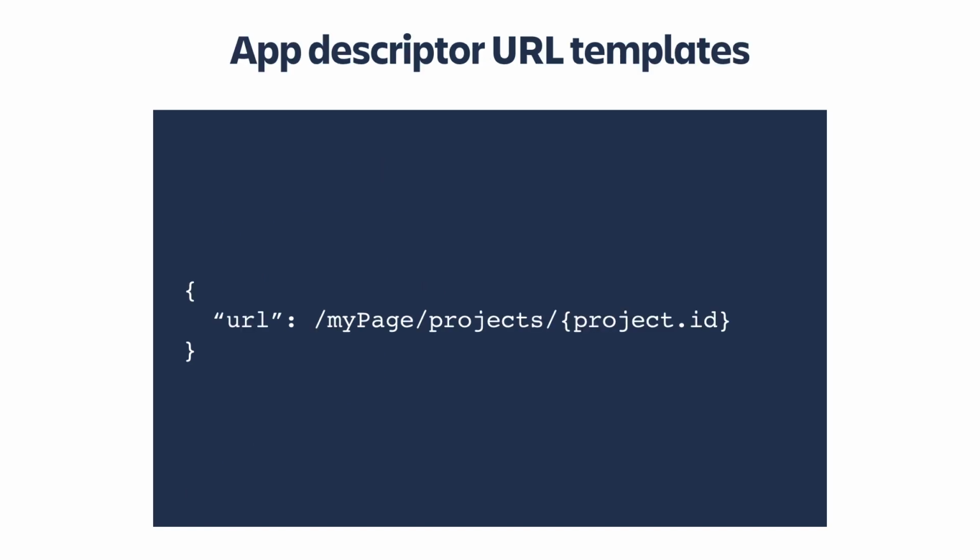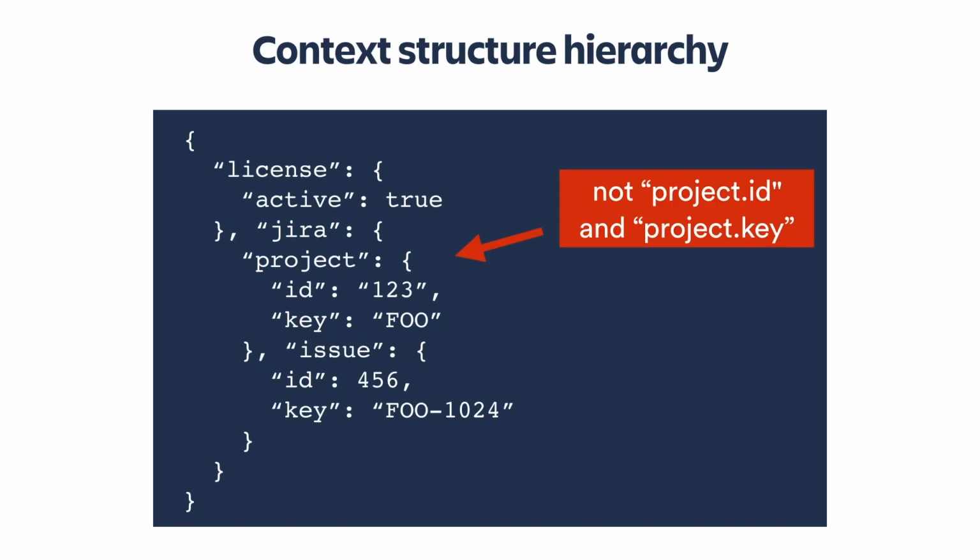Remember how context parameters are specified in app descriptor iframe templates? To specify a Jira project ID, you would add a context parameter project.id to the module's URL template. When implementing this new context structure, we figured there was no need to be consistent with the way context parameters are specified in URL templates, so we've gone for a hierarchical structure such as shown here.